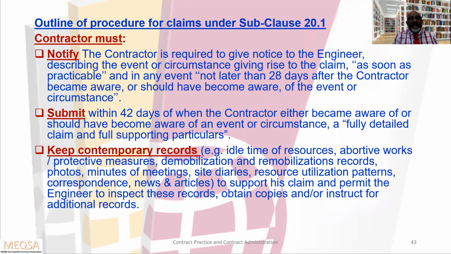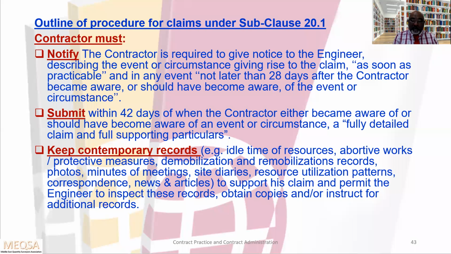Then submit within 42 days of when the contractor either became aware of or should have become aware of any event or circumstance, a fully detailed claim and full supporting particulars. So he has to submit fully detailed claim and full supporting particulars. Whatever you are claiming, you should provide the supporting documents, means evidence, quotation like that you have to give.